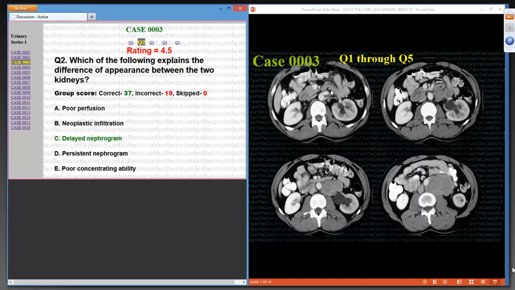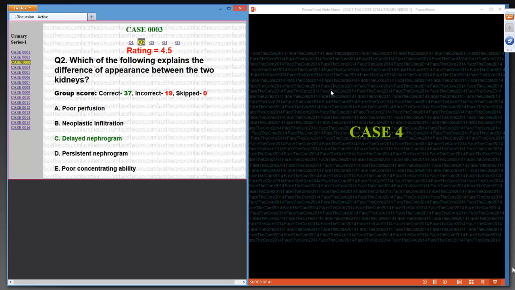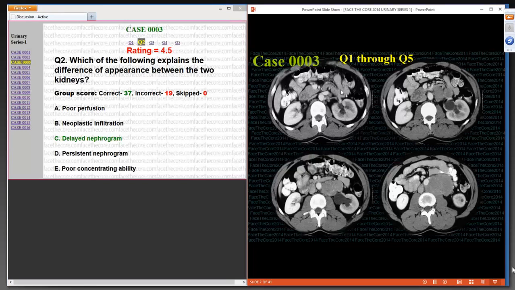It is a delayed nephrographic phase. It is not a persistent nephrogram. Persistent nephrogram would be when later on, in much delayed images, where the other kidney has lost its nephrogram and the abnormal side has a persistent nephrogram. It is not poor concentrating ability. All you are seeing is the delayed nephrogram. Poor perfusion can be there, but not in this case, because in this case what you're seeing is that there is a dilated collecting system, and that is what is causing the delayed nephrogram. It is not because of poor perfusion. So the correct answer on this is delayed nephrogram.